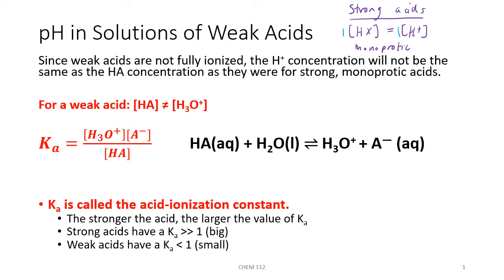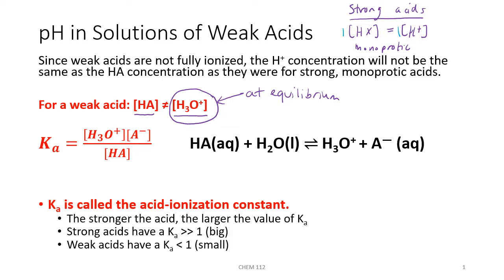But for a weak acid, they are not fully ionized, and we don't know how much they're going to ionize just by looking at the weak acid. So there's an equilibrium situation set up. For the weak acid, the initial concentration of the acid, HA, will not be equal to the hydrogen ion concentration. So we're going to have to do a little bit more work in order to figure out what our hydrogen ion concentration is at equilibrium. Once we find that hydrogen ion concentration, we can then use it in our pH calculation.